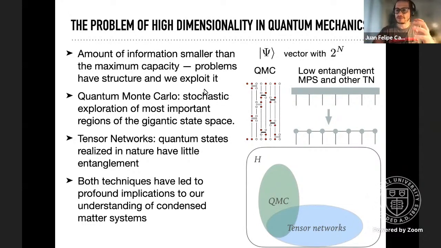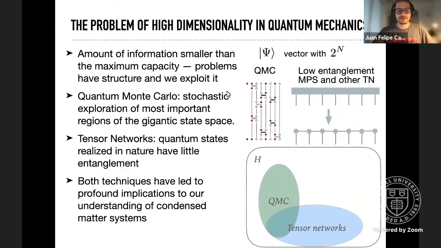This is what we do when we use techniques such as quantum Monte Carlo, where instead of using all these 2 to the n configurations to compute expectation values and so on, we do a stochastic exploration of the most important regions of this gigantic space. These regions typically are small, so you can sample them and make progress, computing correlation functions for systems that we care about in condensed matter physics and many-body physics.